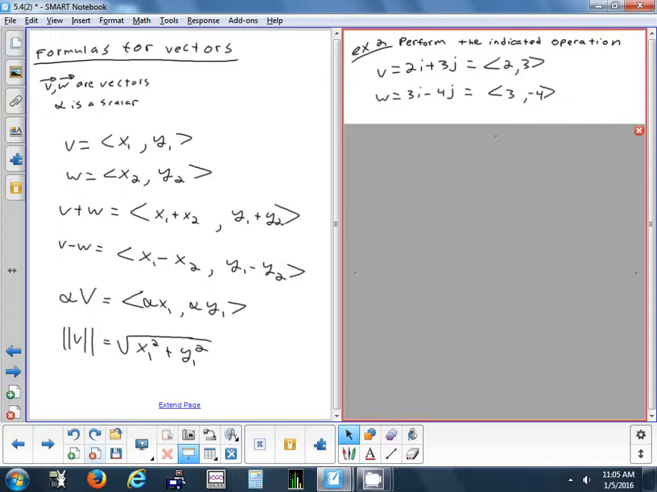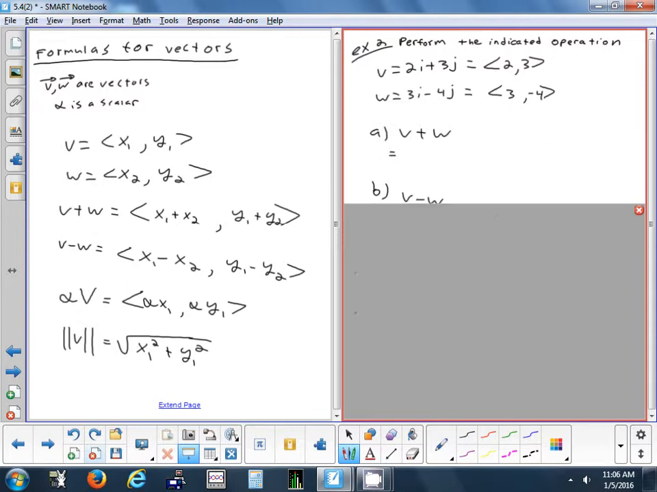All right, so here's our two vectors. I've written them both ways. Unit vector notation, and then with the angle brackets. First thing I want to find is v plus w. To add these vectors up, just combine the x's and then combine the y's.